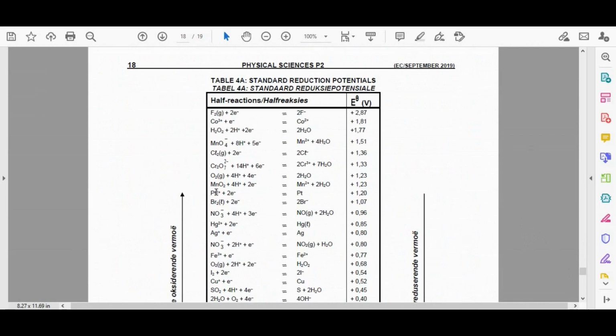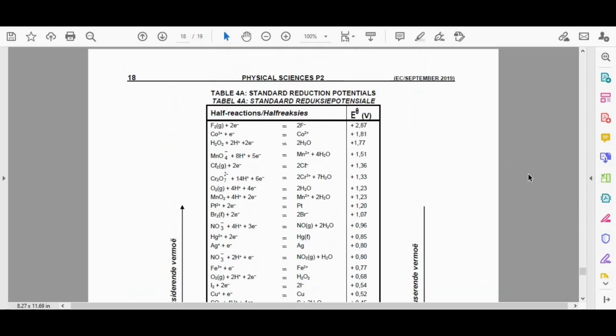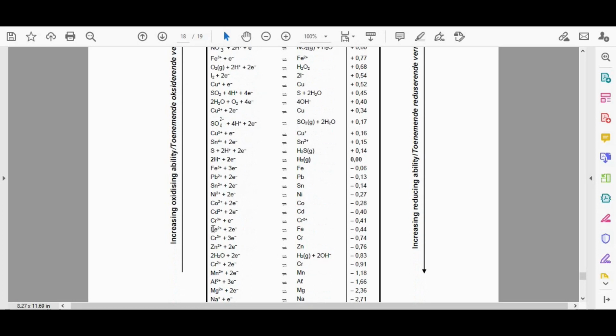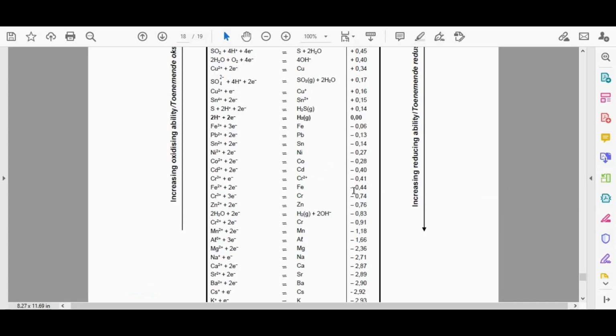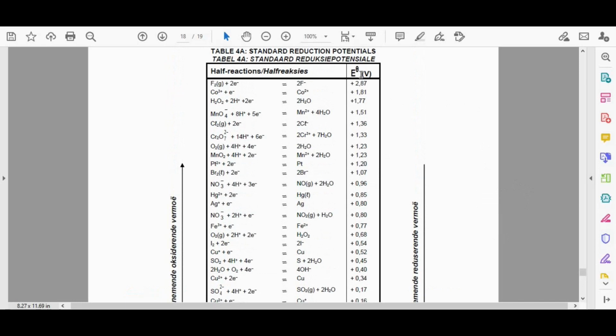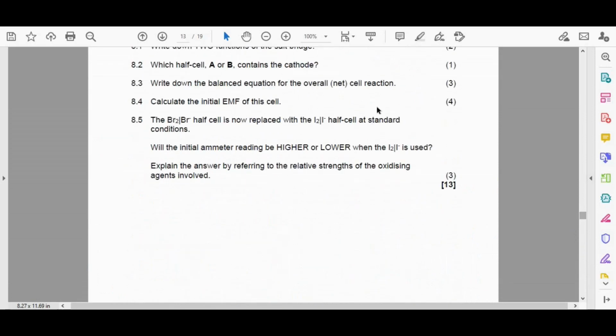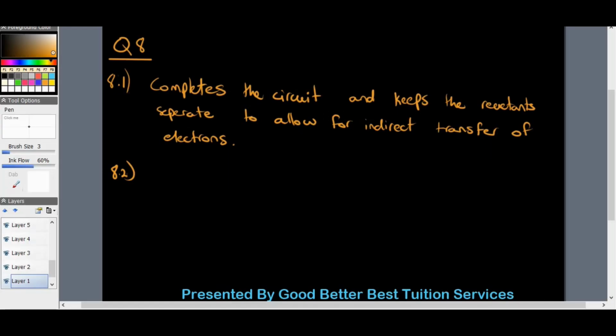If I find platinum, Pt, I see it has a cell potential value of positive 1,20. And if I look for iron, Fe, I'm going to start at the top again and scroll through. Okay, here we go. I've got Fe2+ plus 2 electrons, and I see it has a value of negative 0,44. So we have a positive value and a negative value. We know that a negative cell potential value determines the anode, and a positive value means the cathode. Because we have a positive value for platinum, we go back to the question: which half cell, A or B, contains the cathode? According to those values, platinum having a positive value, it is half cell A.